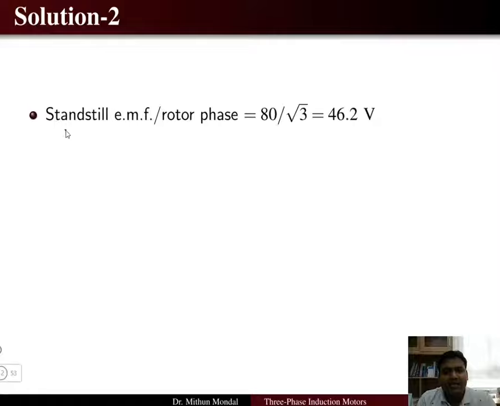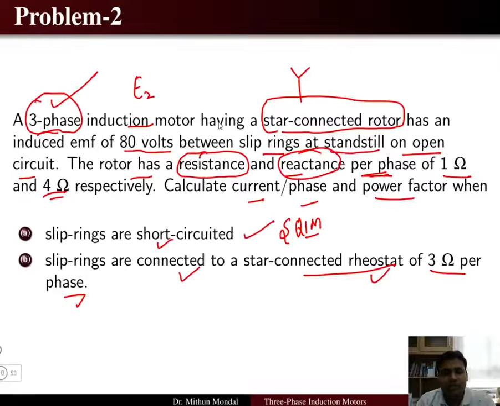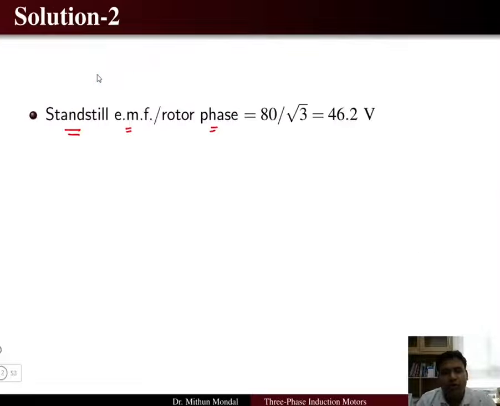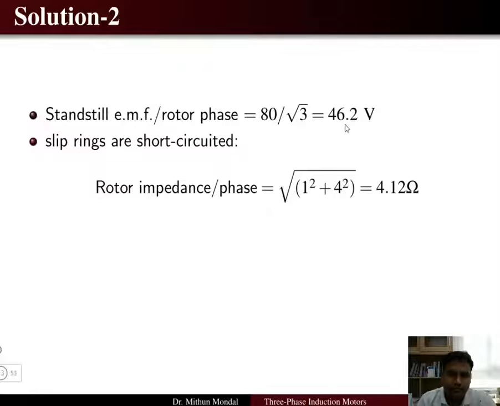At the standstill condition, we have to calculate the rotor EMF per phase. Here in this problem, the 80 volts mentioned corresponds to 3 phase, and we have to solve all the problems on a single phase basis. So we divide it by root 3 so that we get 46.2 volts.